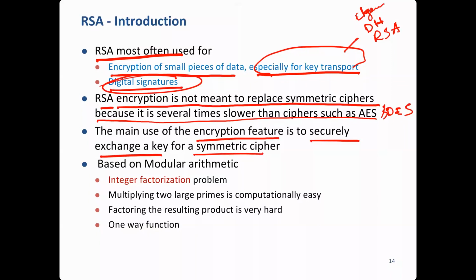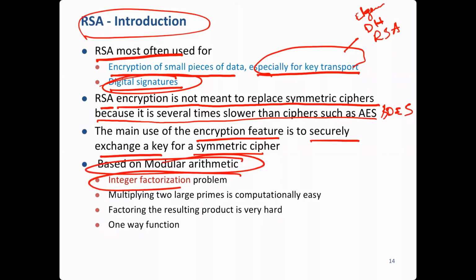Now this method RSA is also based on modular arithmetic, and here however, rather than using exponentiation like we have with the parameter g and so on, we use the integer factorization problem. So here the theory is that multiplying two large primes is computationally easy. So given you have one prime, say 101 is a prime, times 103 is also a prime, right? Just check it up. Is 101 prime?